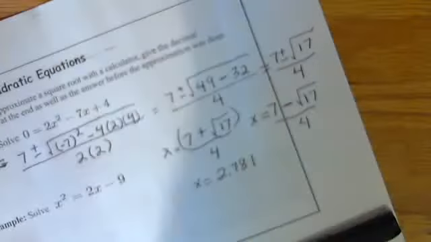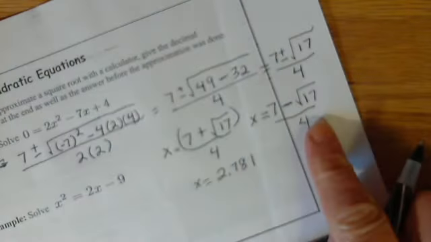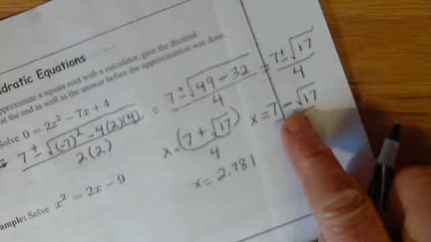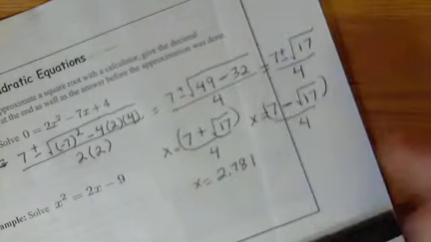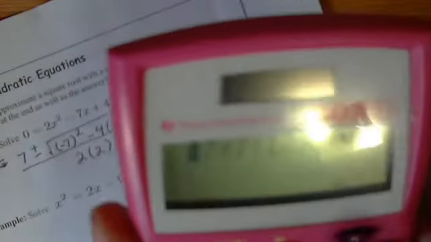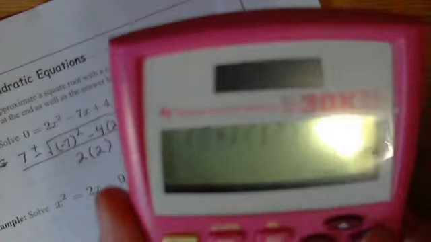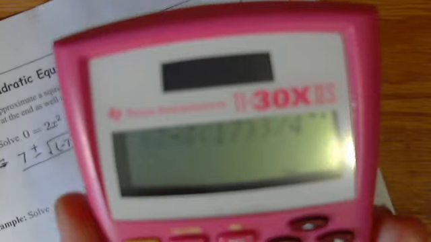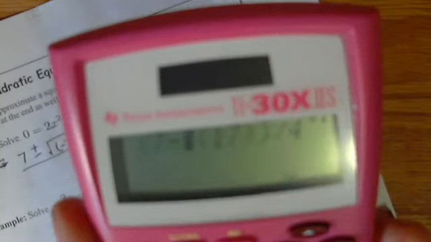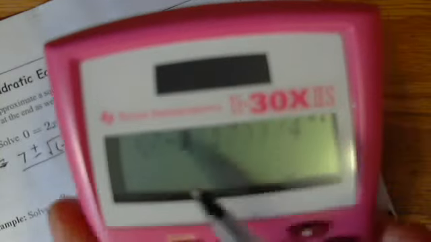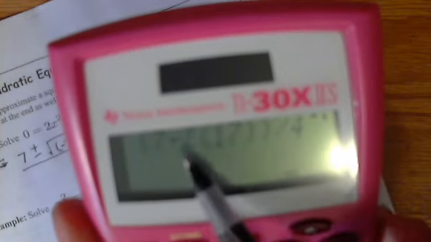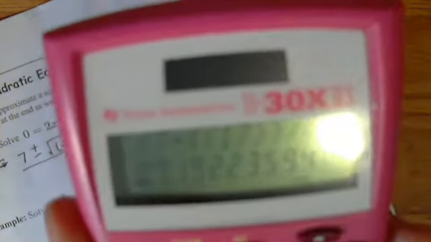2.781. Alright, now when we do the other one, I'm going to re-enter it, but put subtraction here. Again, use parentheses around the top. Now, because I have a cool calculator, I can go back and change that plus sign to the minus sign without having to enter the whole expression again. So if you have a calculator where you can go back to the last calculation and change things, just go back up and change 7 plus square root of 17 to 7 minus. Otherwise, just re-enter the whole thing.